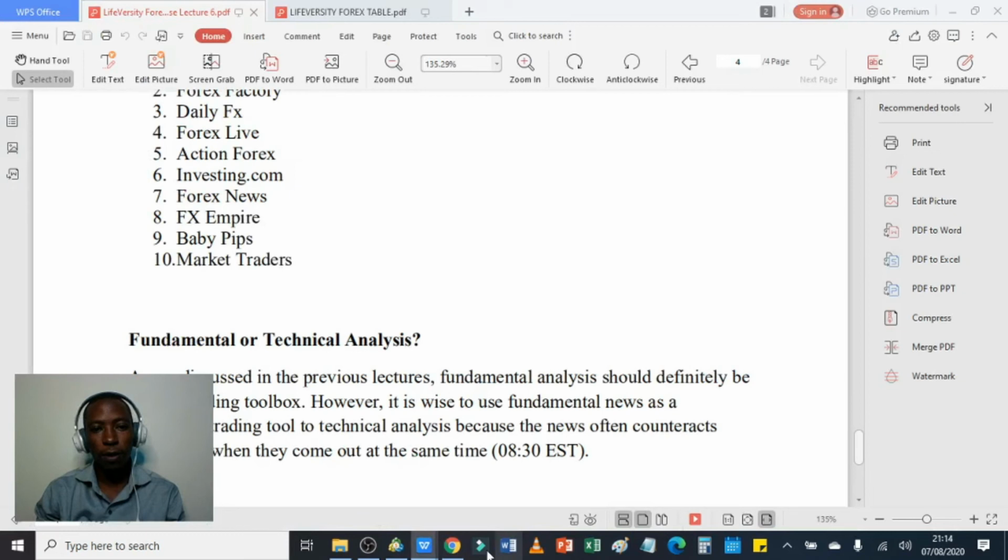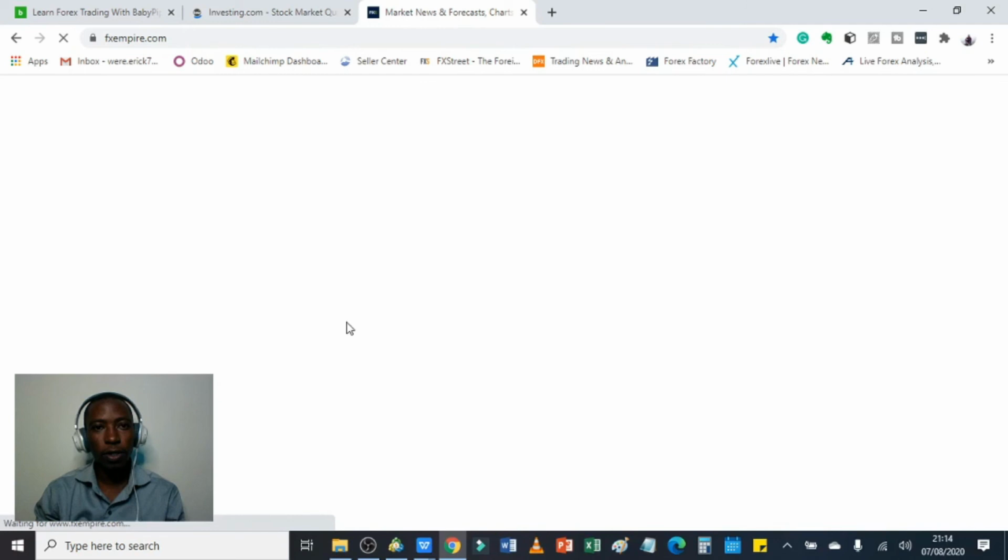Here we have market news, Forex news, Market Traders, something of the sort. This is Forex Empire. The same way, markets, news, forex, education, trading calendar, economic calendar, and much more. All these websites are similar, and it's good to compare the types of data you read from one website and the other in order to have a clear picture of what to expect in the market. So that is Forex Empire, one of my favorites. And then there are many others you should look at on this sheet.